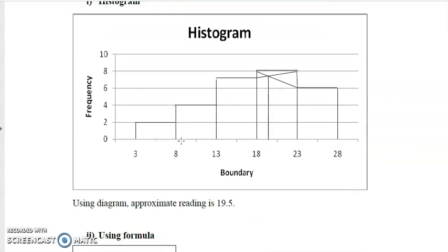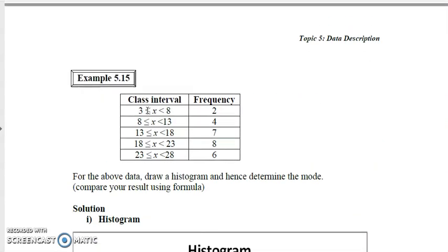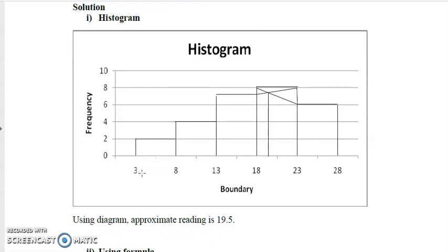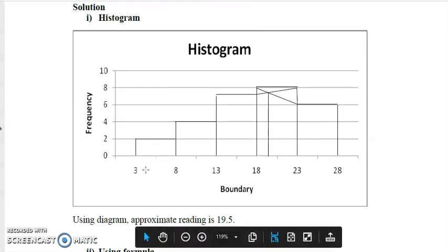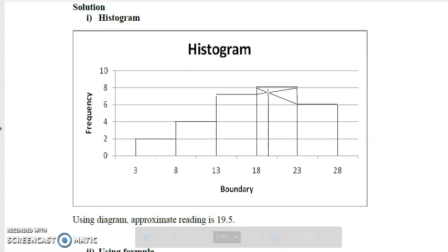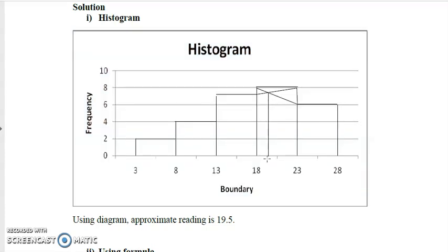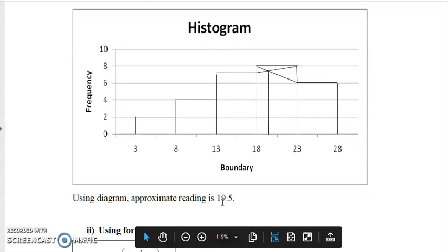Actually there is some correction you should make, because the histogram should start from the lower boundary here. But this is just an example to show you how to find the mode from a histogram only. So approximately our mode will be somewhere around here, between 18 and 23, and using the diagram, the reading will be approximately 19.5.